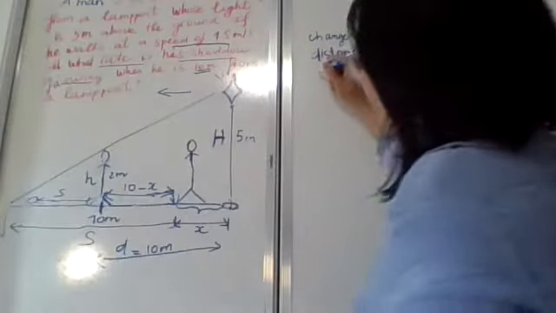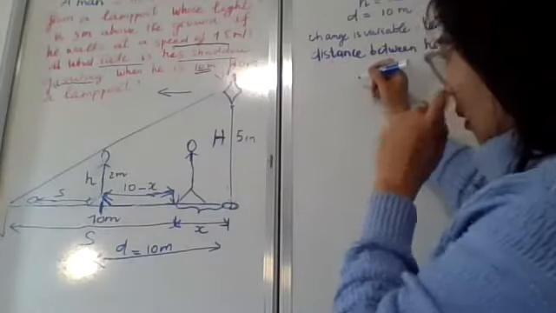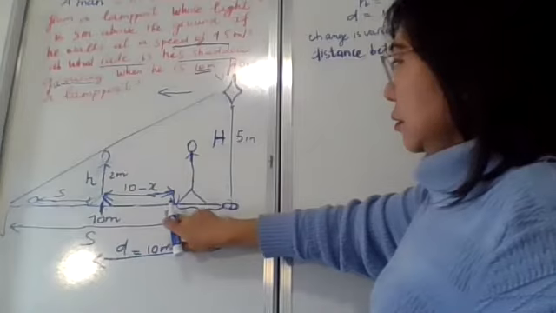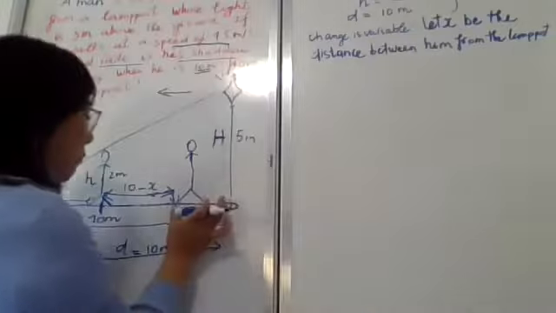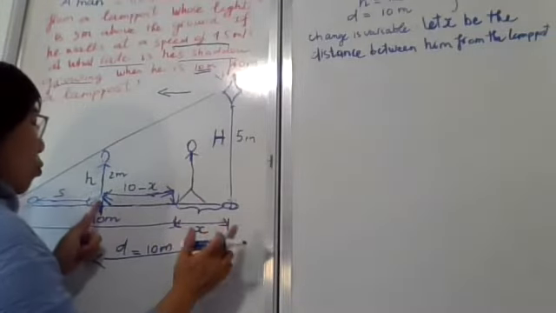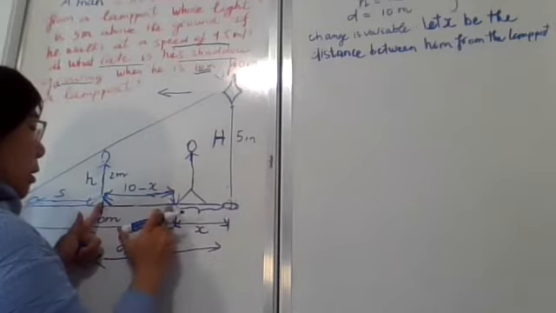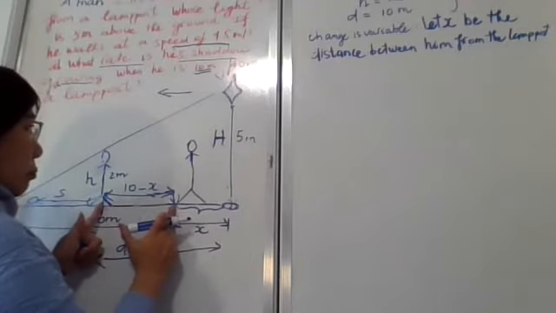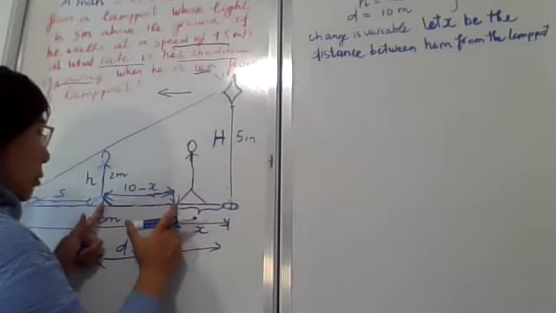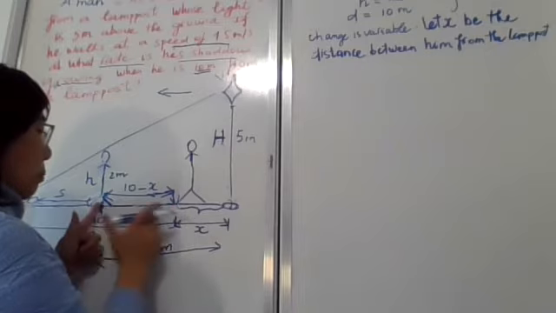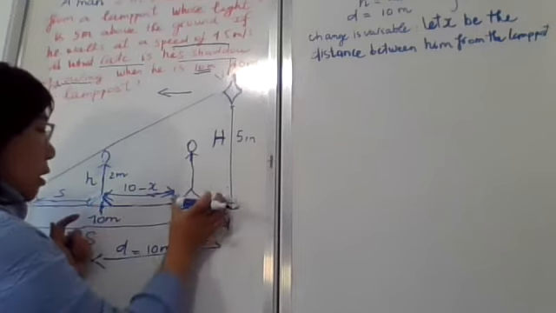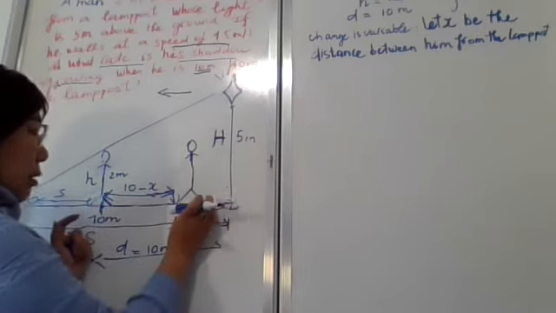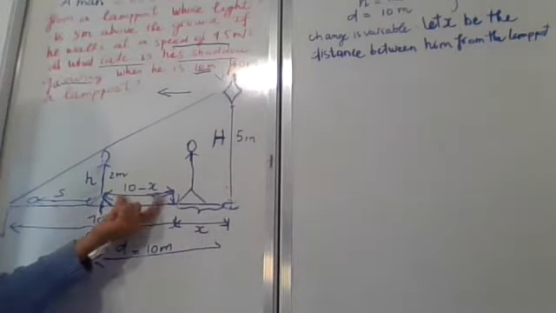So this distance is 10 minus x. It depends on how far the x is, right? But we know we want to measure from 10. So if he's here, the distance measured from 10 meters will be 10 meters long all the way from here to here, subtract the distance x here, right? So that's how we know.